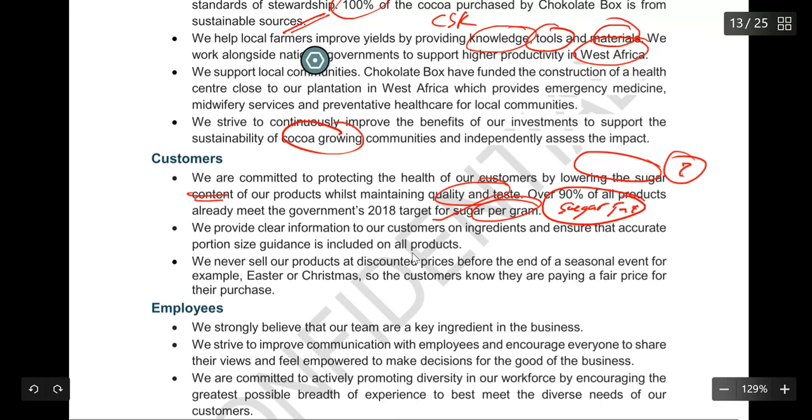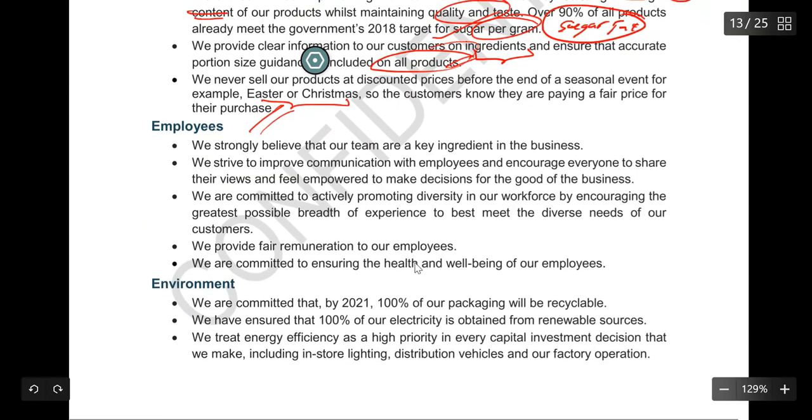So, government regulation. We provide clear information to our customers on ingredients, and ensure accurate portion size guidance is included in all products. We never sell products at discounted prices before the end of seasonal events, for example Easter or Christmas. So the customers know they are paying a fair price for their product. So they are telling us that they are not manipulating the customers here.